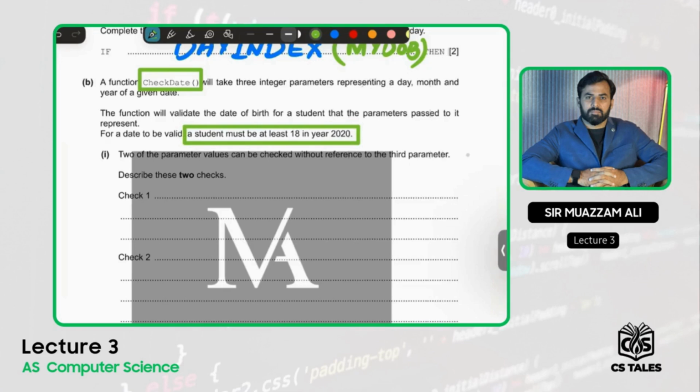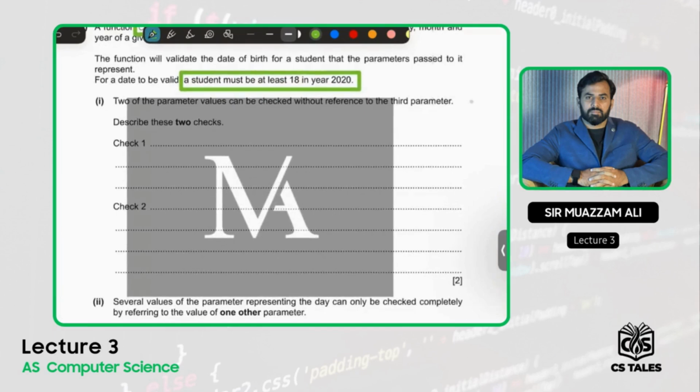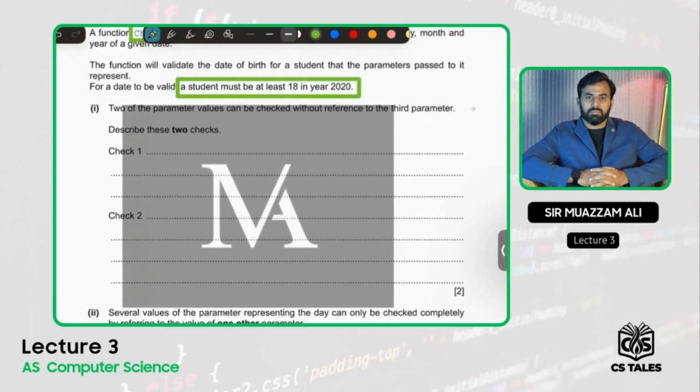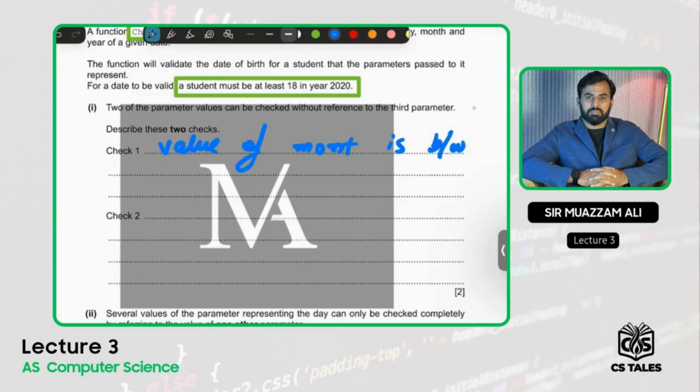So it's saying that 2 of the parameter values can be checked without reference to the third parameter. So the month, whatever you are using, should be between the total number of months we have. How many months do we have? 12 months. So the value of month is between 1 and 12.